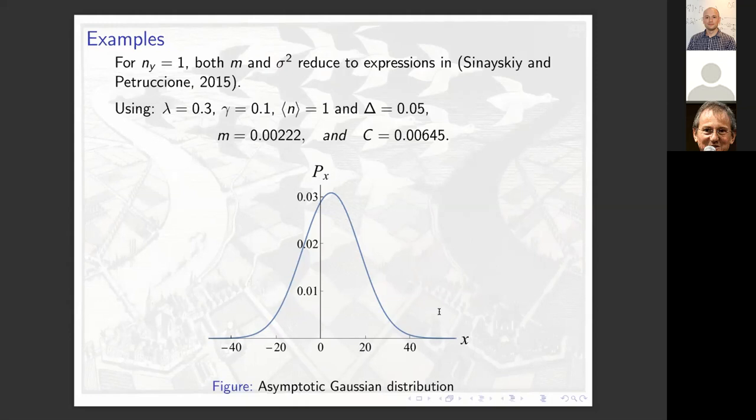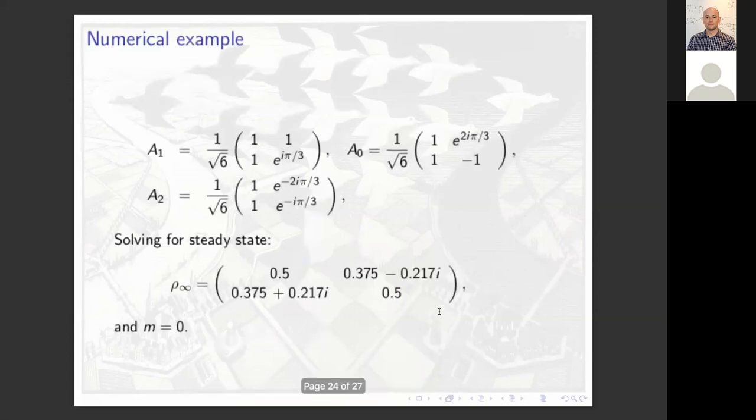So that was a nice example, just to tell us that we're going in the right direction. It seems that our central limit theorem is working. Now for that one-dimensional example that I showed you earlier on, this would be something like a numerical example.